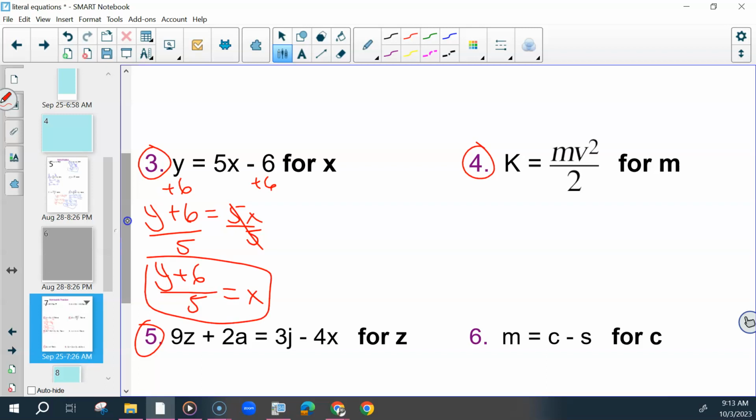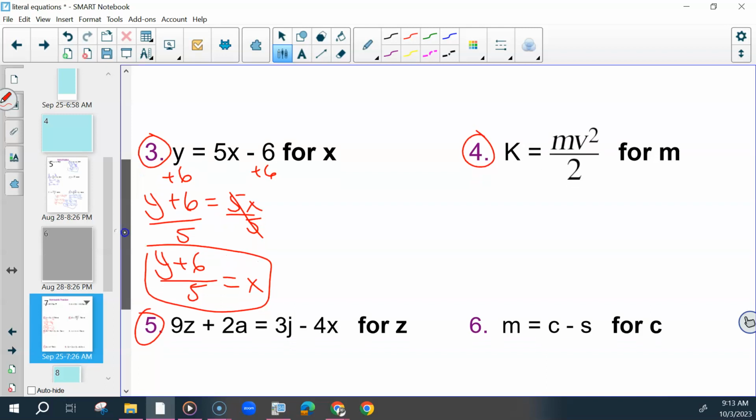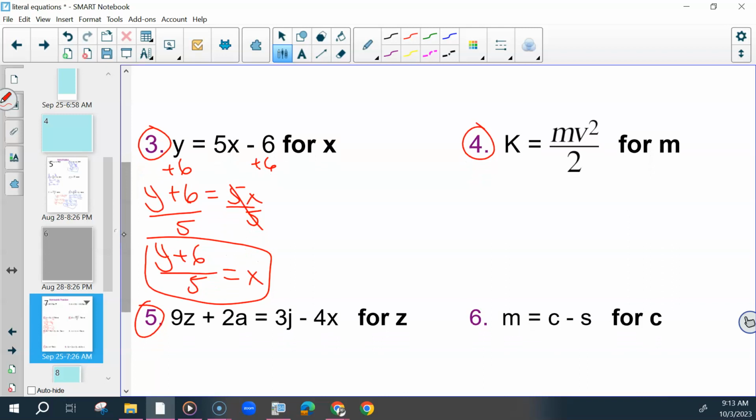Those are the questions you need to be asking yourself when you go to divide. Will this simplify? Will any of these simplify? If so, divide them separately. If they will not simplify, you can divide it all at once. Okay, number 4, we have to get m by itself. What do you think would be our first step?